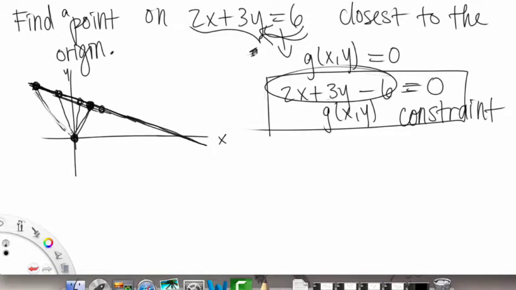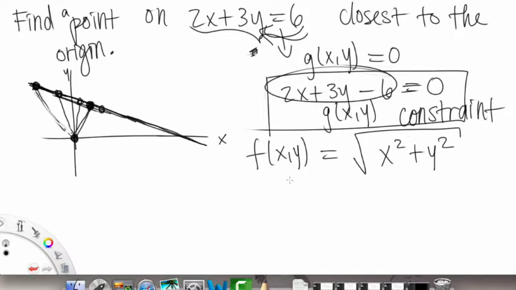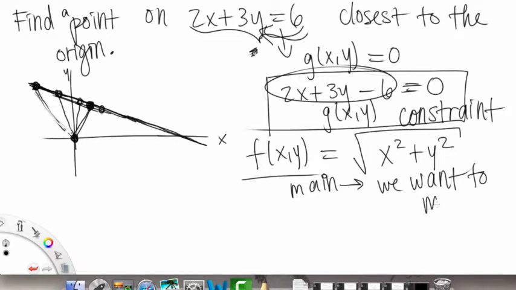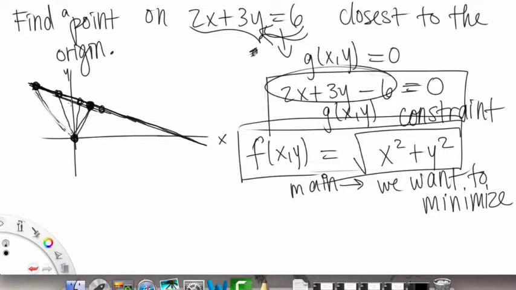Then we want to minimize the distance, so we can make up a formula for the distance, because we know what the distance formula is, especially with regards to the origin. It's just going to be this. So this is our main function, and what we want to do is minimize this. And we have our constraint. So now we want to know where is f of x y, this function here, a minimum? Where is it the lowest value on our constraint curve, from the set of all points on our g of x y line?